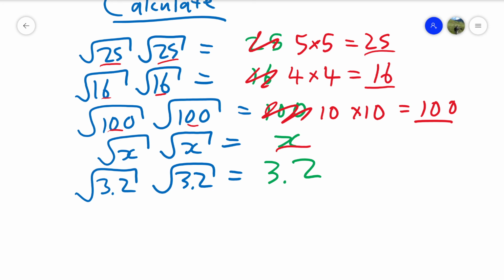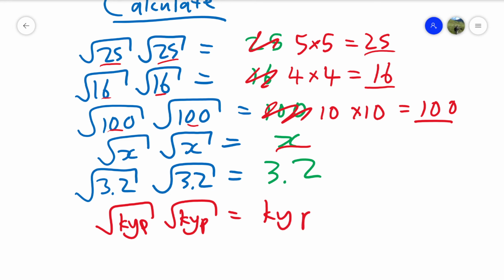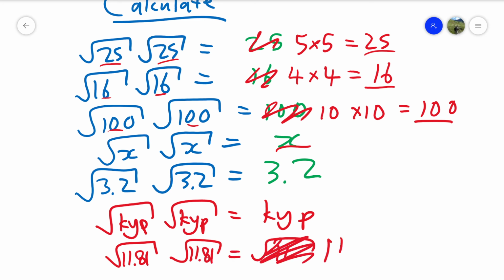So therefore, square root of x times square root of x is x. Square root of 3.2 times square root of 3.2 is 3.2. The square root of 11.81 times the square root of 11.81 would be 11.81. So the pattern continues.